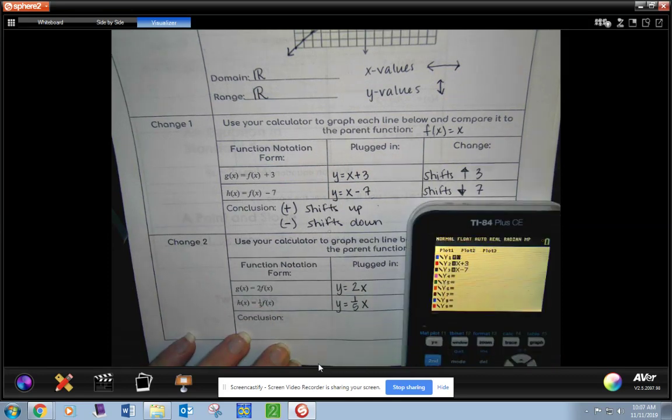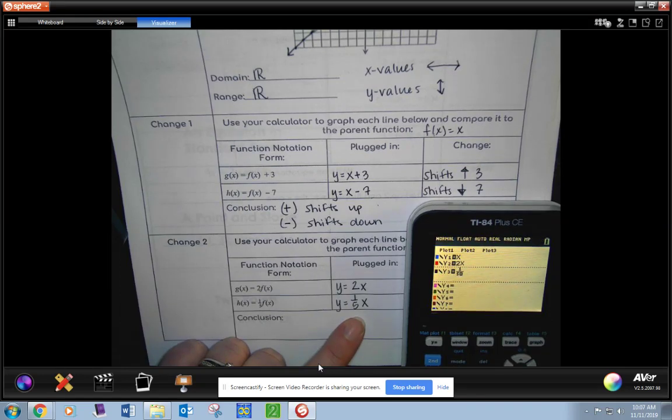So now this time I'm going to go into y equals. I'm going to leave y1 alone. I'm only going to clear out y2 and y3. In y2, I'm going to put 2x. And in y3, I'm going to put 1/5 x. So x goes in the first, and then 2 and 1/5 in the next 2. And I'm going to hit graph.